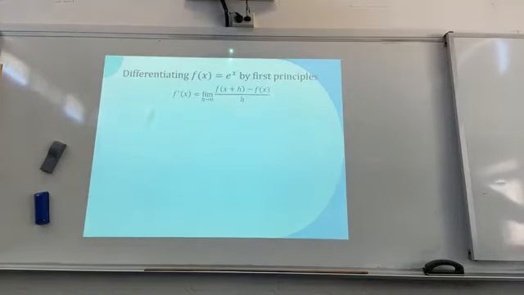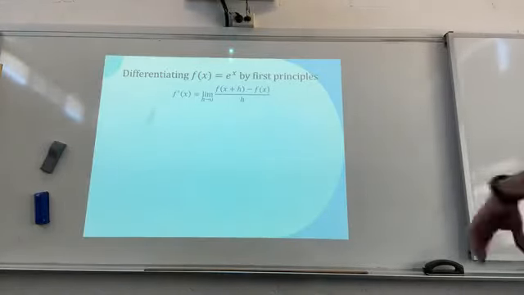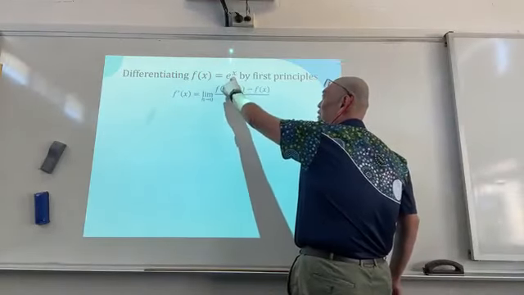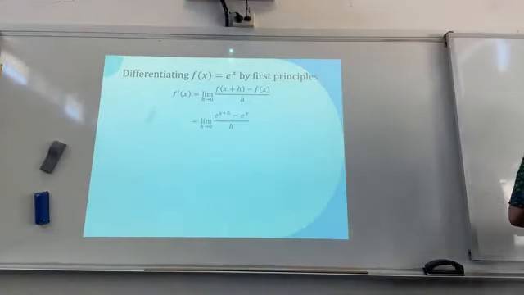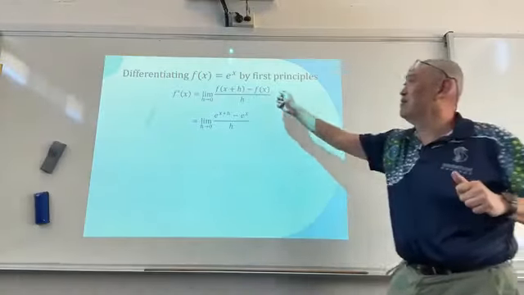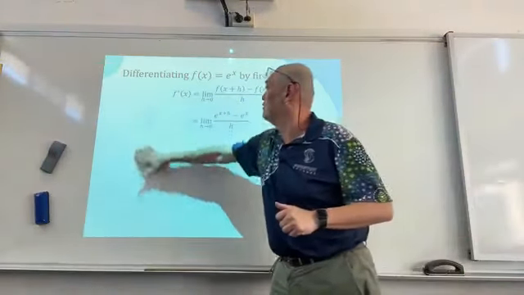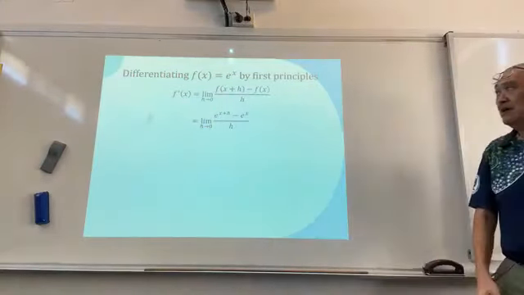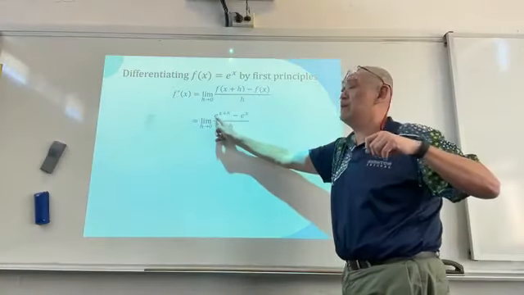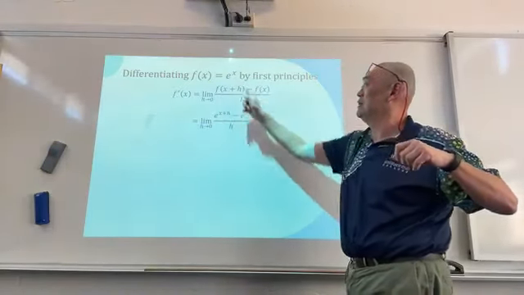Now, let's have a look at differentiating f(x) equals e to the power of x by first principle. You know that e, Euler's number, is just an irrational number. It could be 2 or 3, but it's e, 2.718, and it's just like pi. So we can use the first principle, limit as h goes to 0 of f(x plus h) minus f(x) divided by h. Substituting x with x plus h, I've got e to the power of x plus h minus e^x, divided by h.